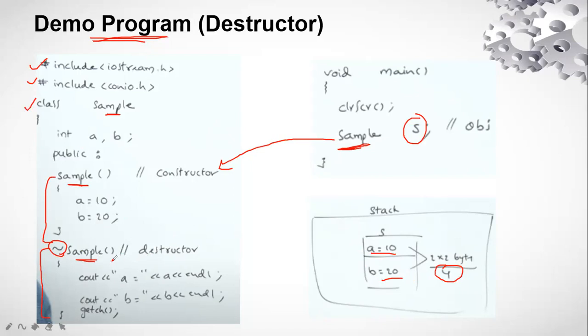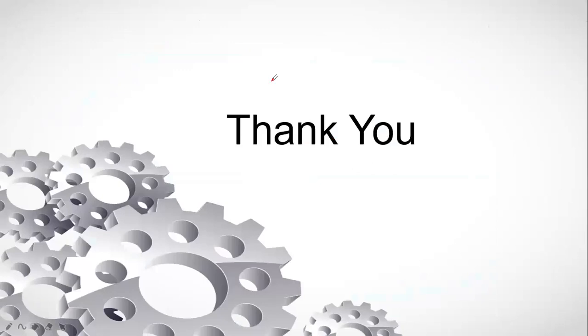So what will happen when the destructor is executed? It will release the memory allocated by these two variables, so the object is deleted. Object is deleted means all the resources allocated to this particular object are released. So the data of the object is deleted when the destructor is executed. So this is how the destructor works. Thank you very much.